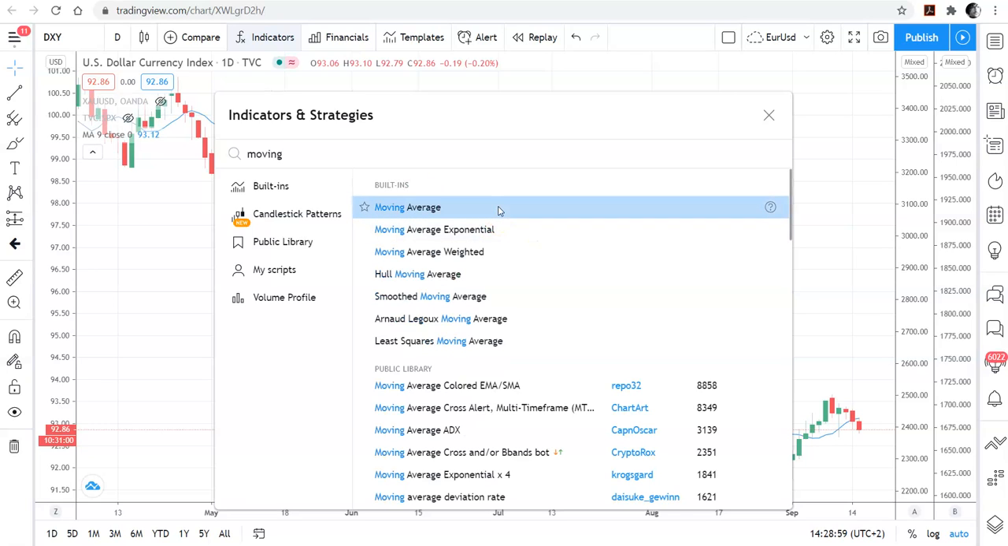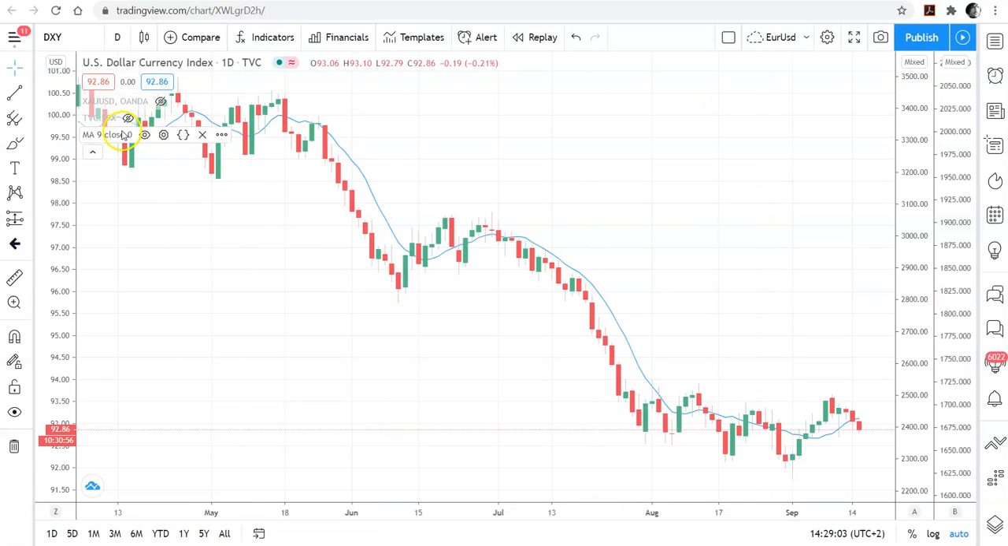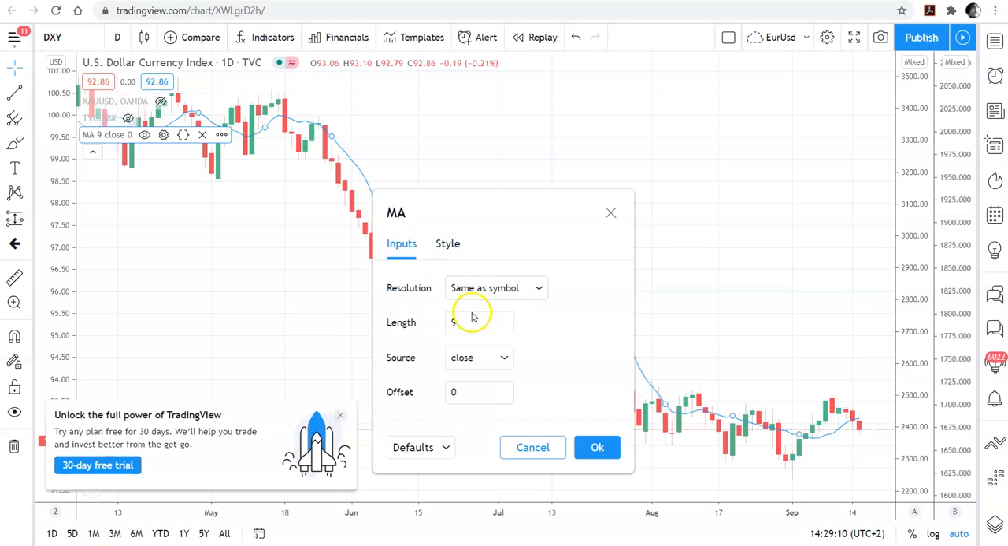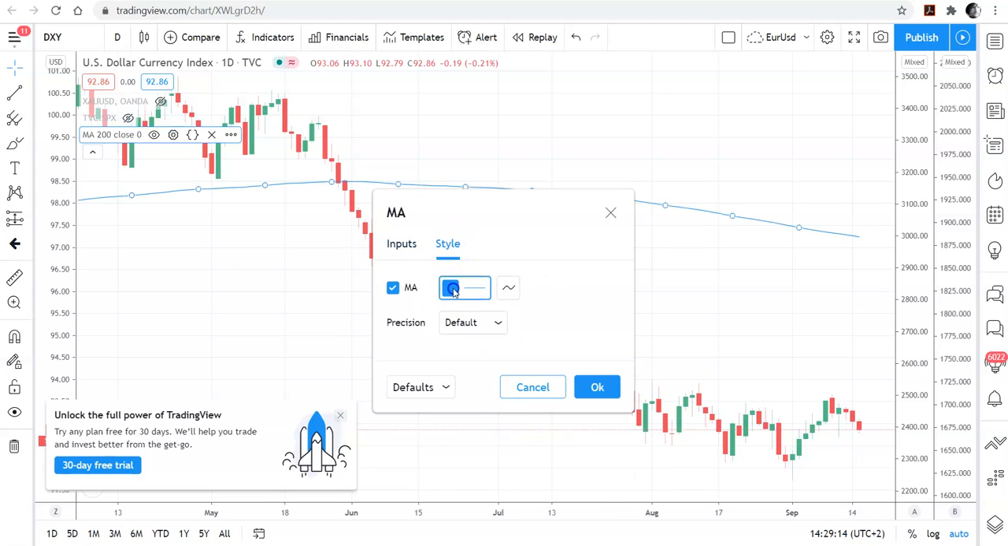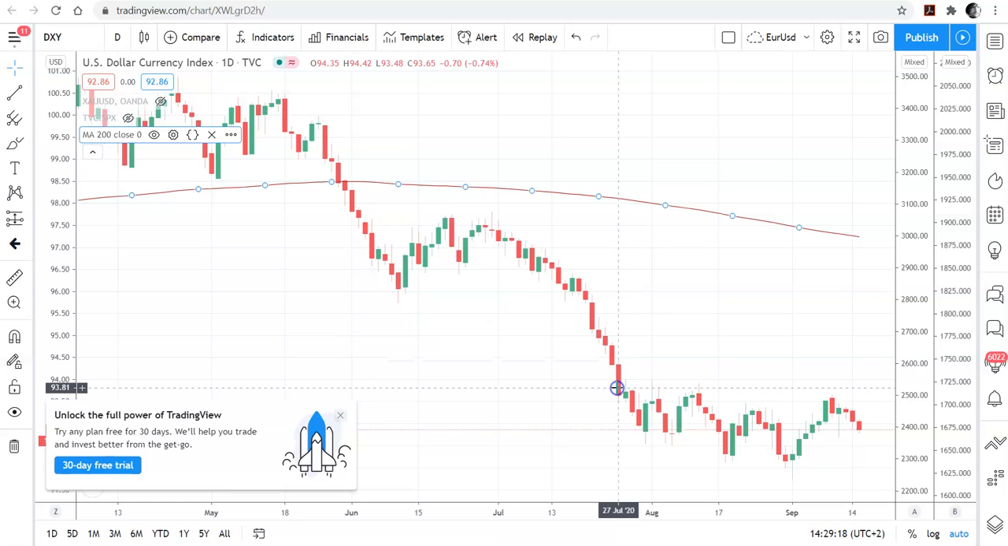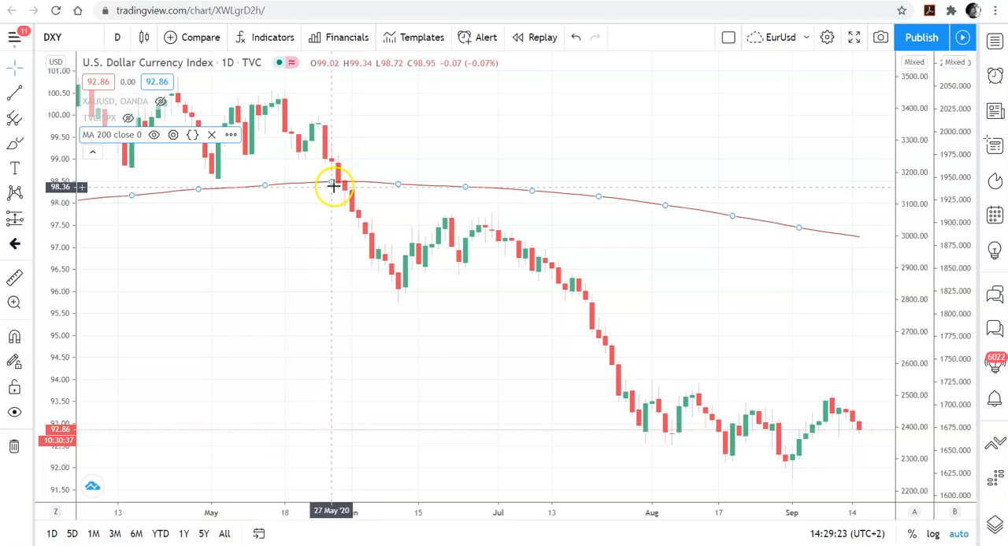We put a moving average on, change the settings of that, and give it a period of 200. We'll give that color a dark red. Okay, and then we've done that. That's a 200. We crossed the 200-day moving average back in May, so about 4 months ago now, and we've stayed below it all the way.